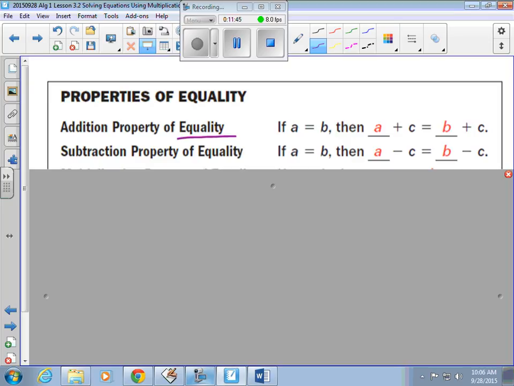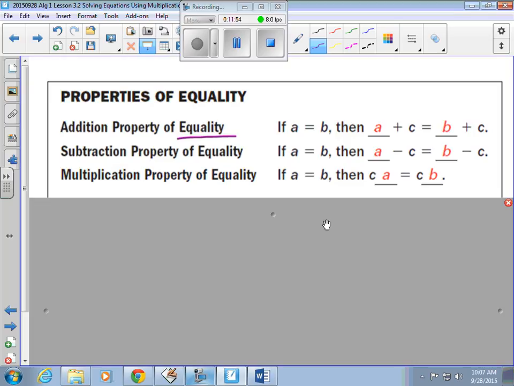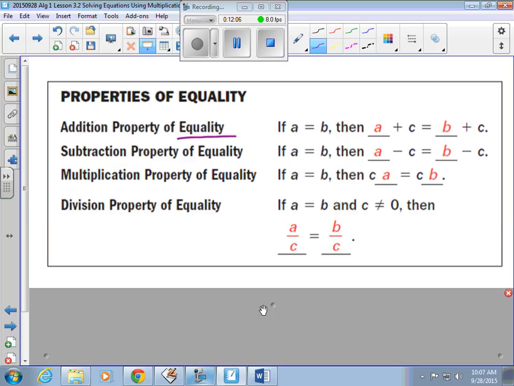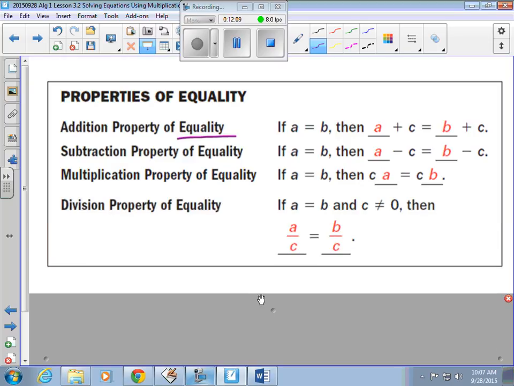Subtraction property of equality works just like the addition property. If A is equal to B, then A minus C is equal to B minus C. Multiplication property, same thing. If they're equal to each other, then when you multiply C times A, it's got to be the same thing as C times B. And then the division property of equality says if A is equal to B and C's not 0, because you can't have 0 at the bottom of a fraction, then A divided by C has got to be equal to B divided by C.